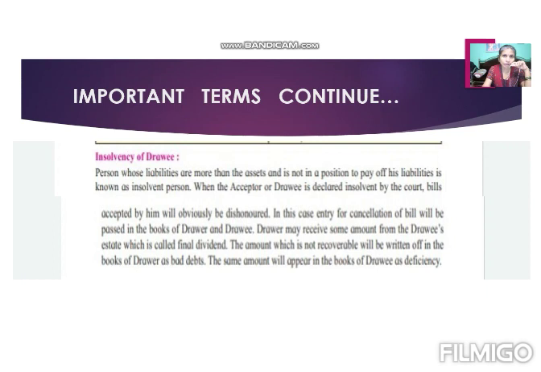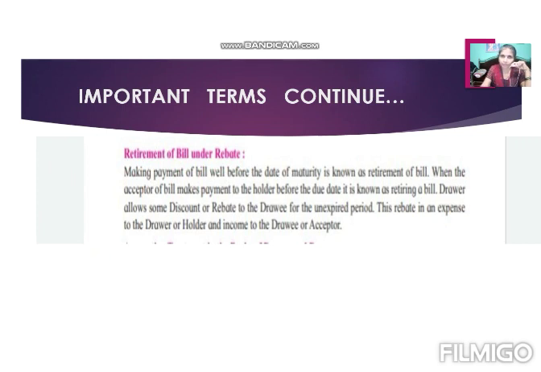So in renewal and insolvency, in both cases the old bill gets cancelled, but there is a difference. In renewal, it is cancelled by mutual understanding, and here there are chances of recovery of the amount after a certain period of time, but in case of insolvency, there are no chances of recovery of the amount. Here the bill will automatically be dishonored on the due date, and in case of renewal it is cancelled by mutual understanding of the drawer and drawee. Then last is retirement of the bill.